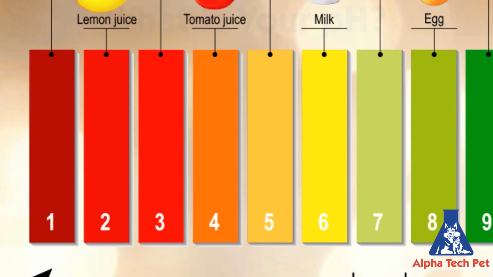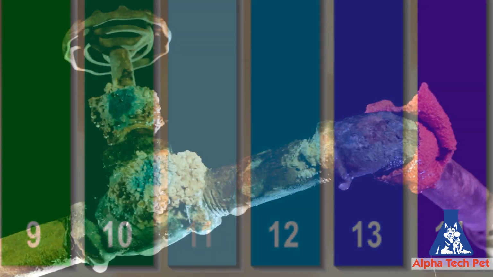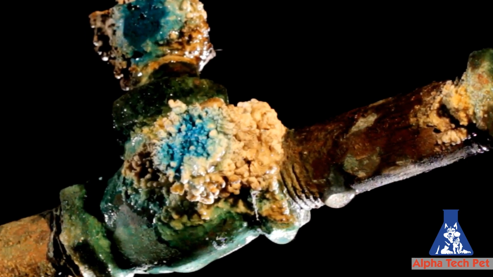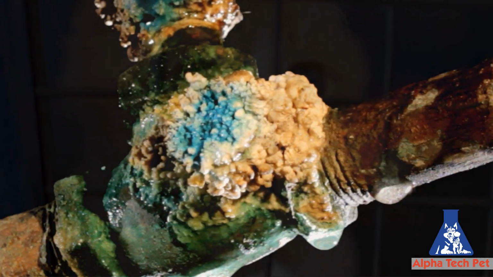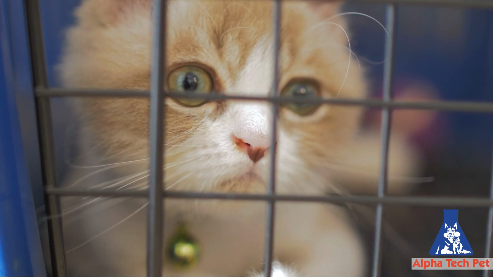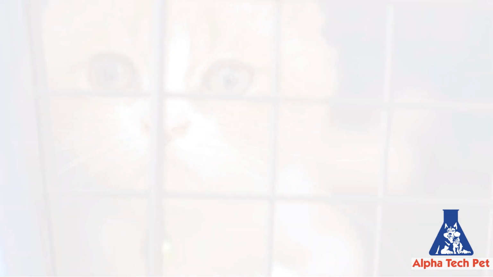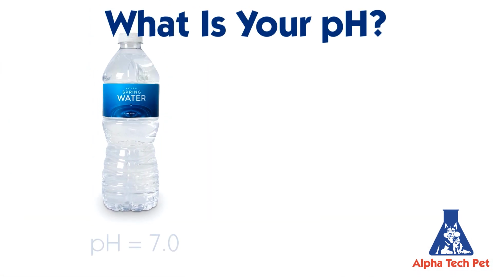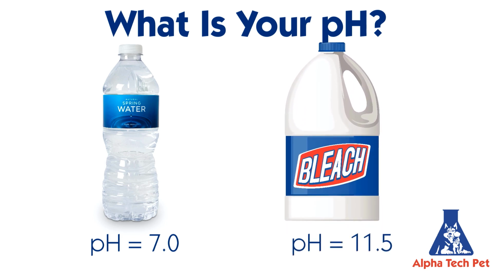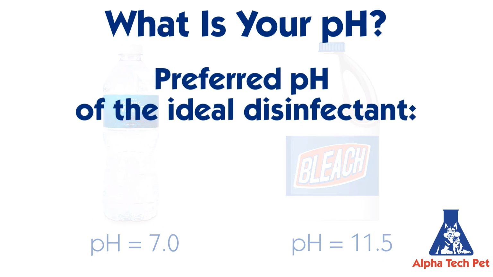The further one moves away from the neutrality of 7, the greater the likelihood a substance will burn, corrode, or irritate, and the harsher it will be on the surfaces. But most importantly, the more harmful it could be to animals and people. Water has a neutral pH of 7.0. Bleach has a pH of 11.5. The preferred pH of the ideal disinfectant should be in the range of 6.5 to 7.5.